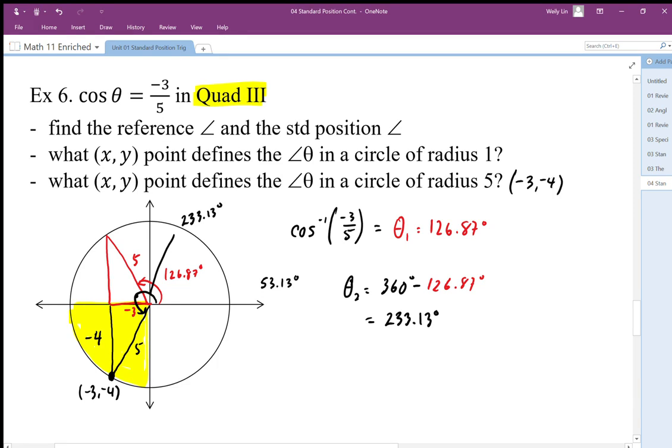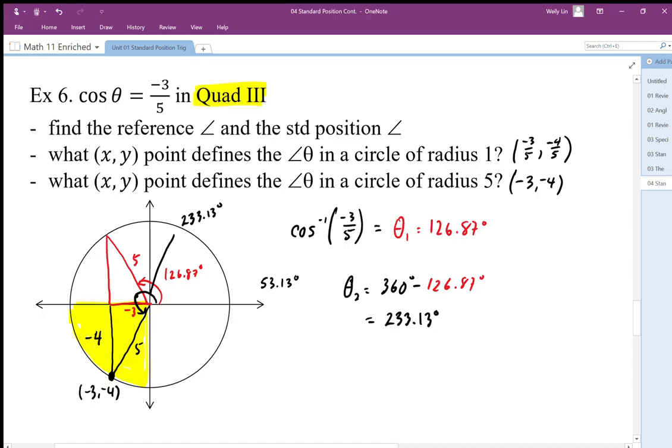It also asks, what's the position on the circle of radius 1? Well, circle radius 1 means that the cosine value is my x value, my x coordinate, my x position. So negative 3 over 5 is my position on a radius 1 circle. The cosine value becomes my position. The sine value becomes my y position. So my sine value is going to be negative 4 over 5. In a radius 1 circle, it's going to be that point right there.